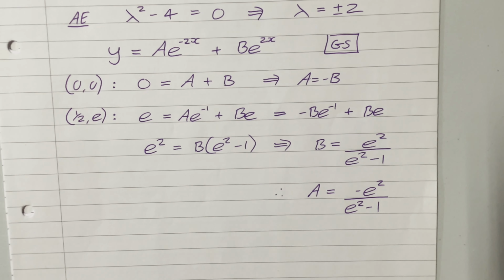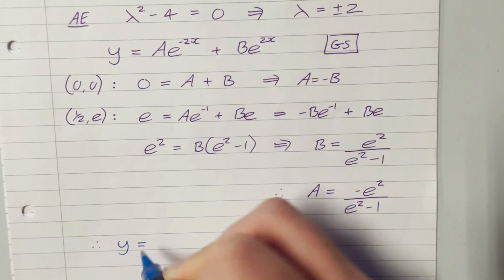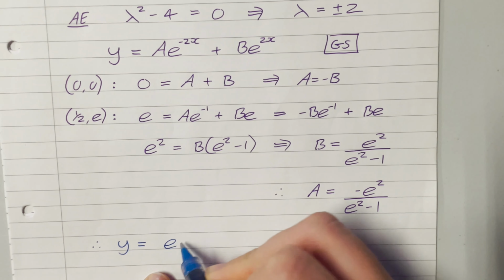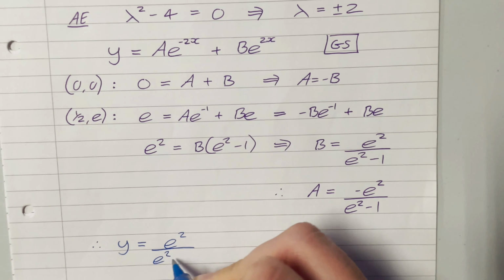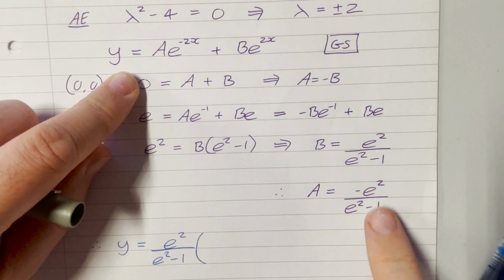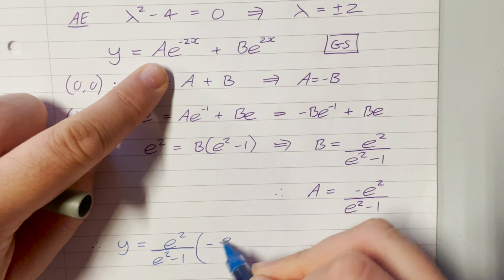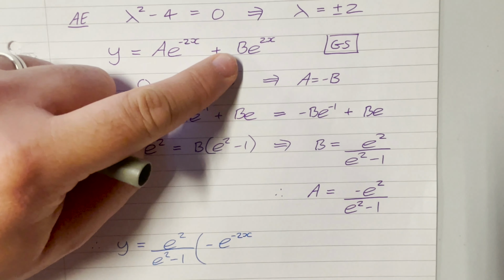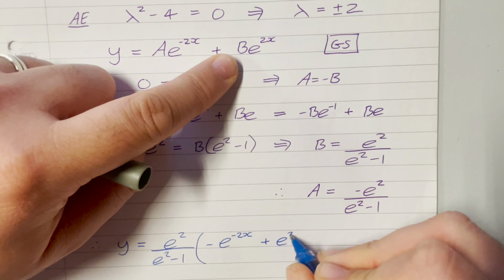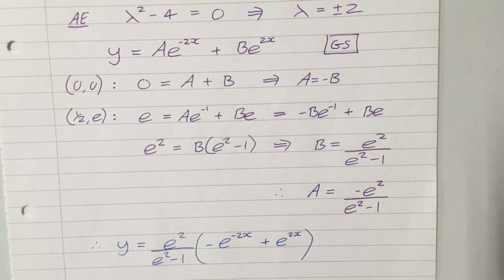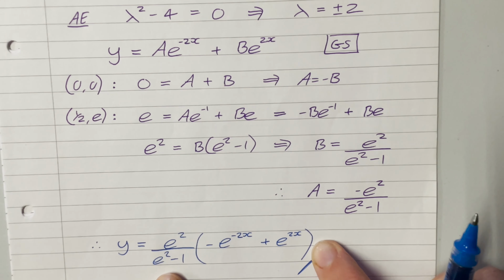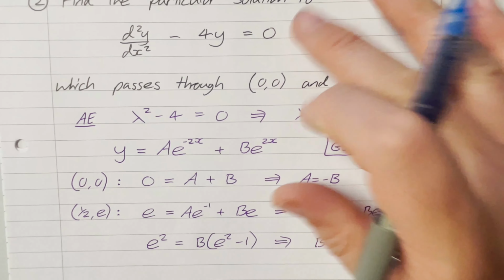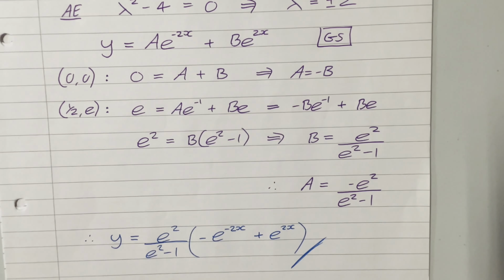So therefore y is going to equal, and I'm going to pull out a factor of e squared divided by e squared minus 1. So that was negative one of those, and then I've got a positive one of those. Looking at that, I hope you can appreciate why there are sinhs and coshs kicking around. Okay, that is the answer. That is the particular solution. That is the only curve which satisfies the differential equation up here and passes through those two coordinates.